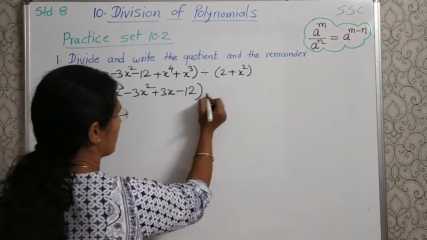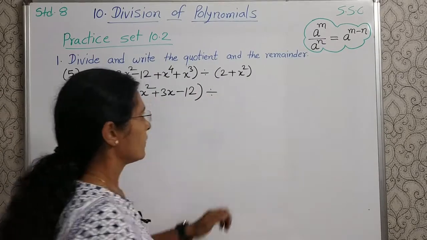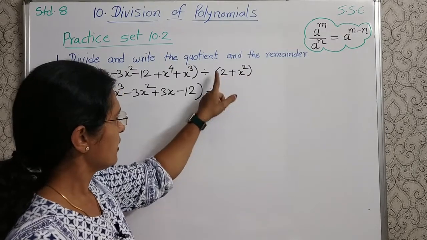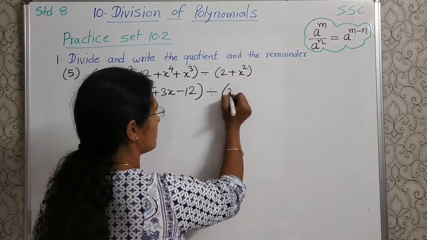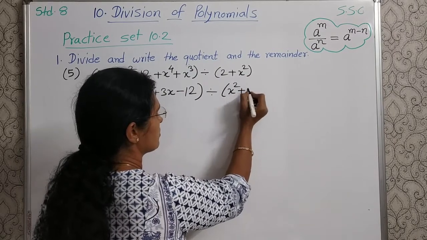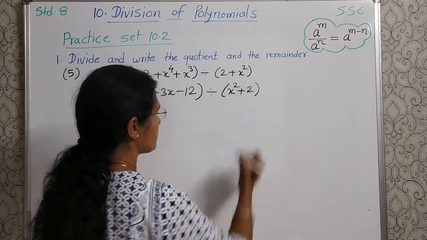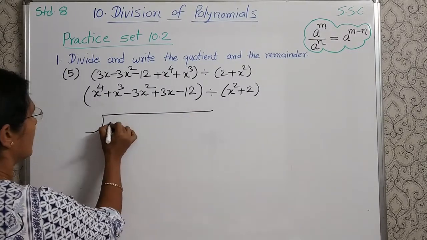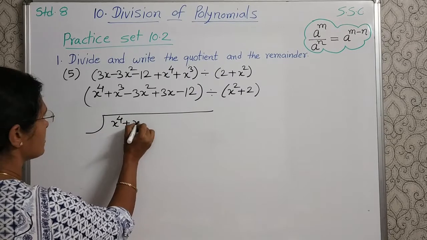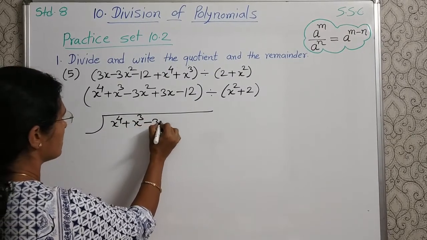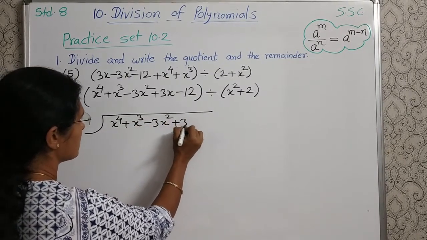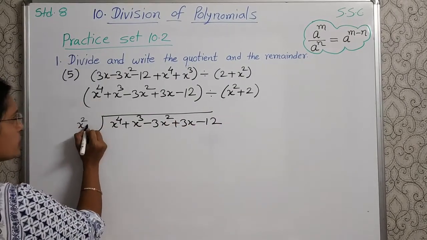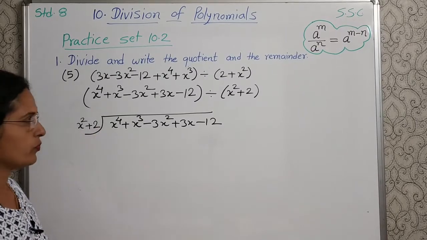Now divide it by this divisor. And here the degree is 2. So first we'll write x square and then 2, again in the descending order of the indices. Now divide x raised to 4 plus x cube minus 3x square plus 3x minus 12 by x square plus 2.